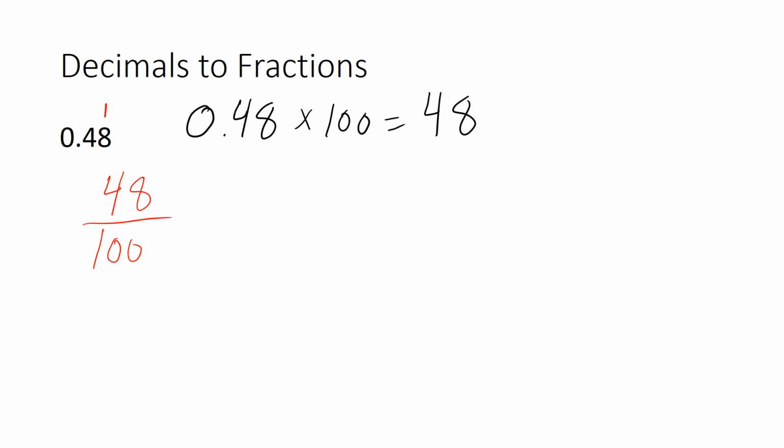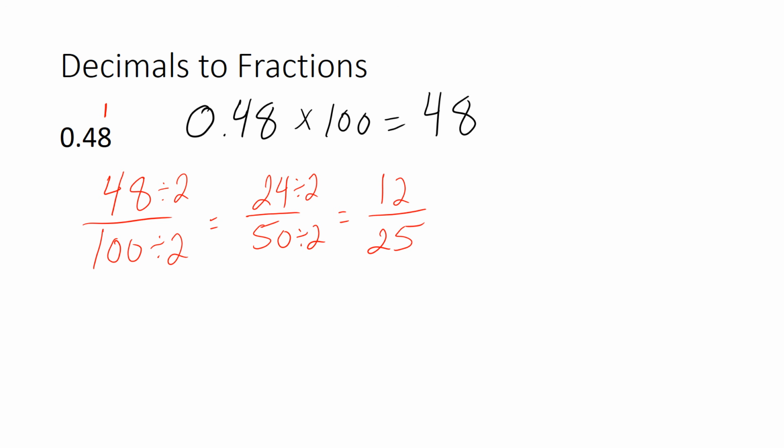I just need to simplify the fraction. I notice 48 and 100 have a common factor of 2. So I'm going to divide both of these by 2. And I get 24 over 50. I have another common factor of 2. Divide that by 2 again. I get 12 over 25. 12 25ths. 25 is only divisible by 5. 12 is not. So there you have your simplified fraction. 0.48 simplifies to 12 25ths.